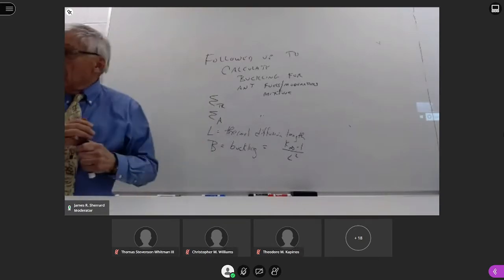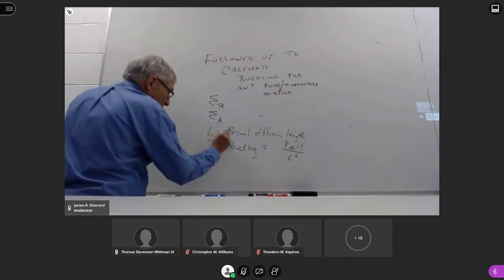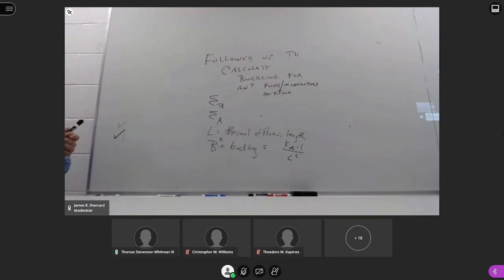Can I interrupt for just a second? Sure. I just want to clarify, because I have in my notes that B squared equals K infinity minus 1 over L squared. So B is the square root of that. Okay. All right. Thank you. I just want to make sure that I'm following correctly so far.